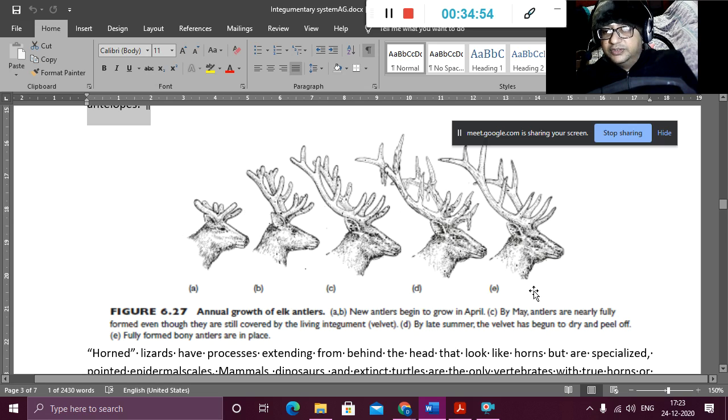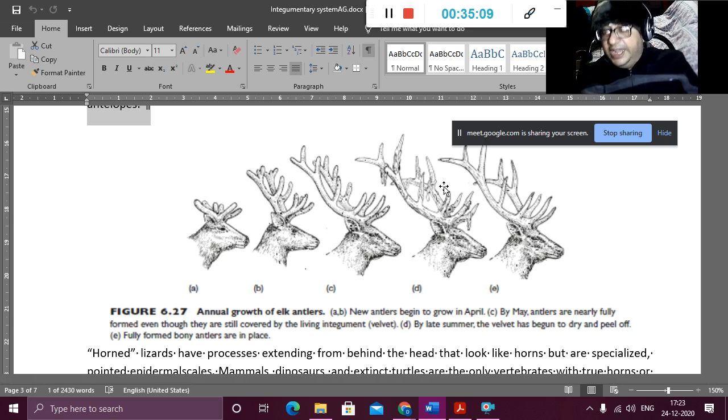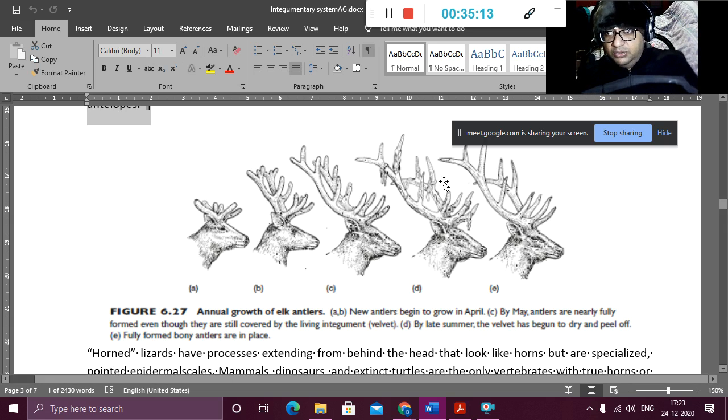Pronghorns shed seasonally, then a new growth starts to take place. This is for defense and fighting, and for male sexual display. The fiercer the horns, the more violent and strong it looks. So this is all that you have to study from this chapter.